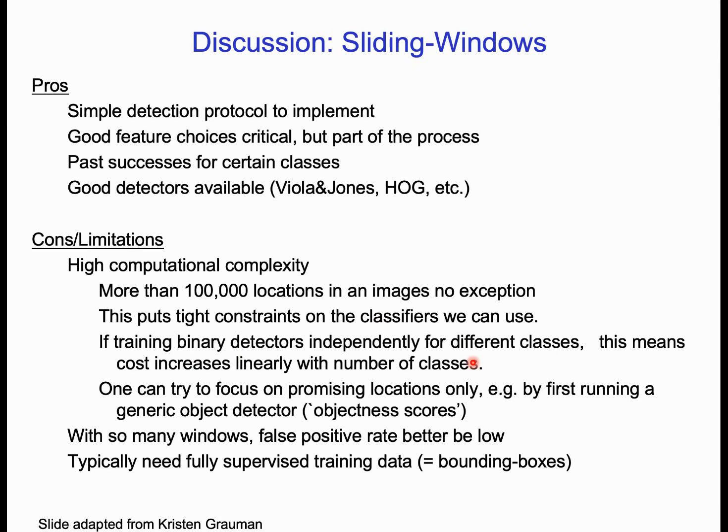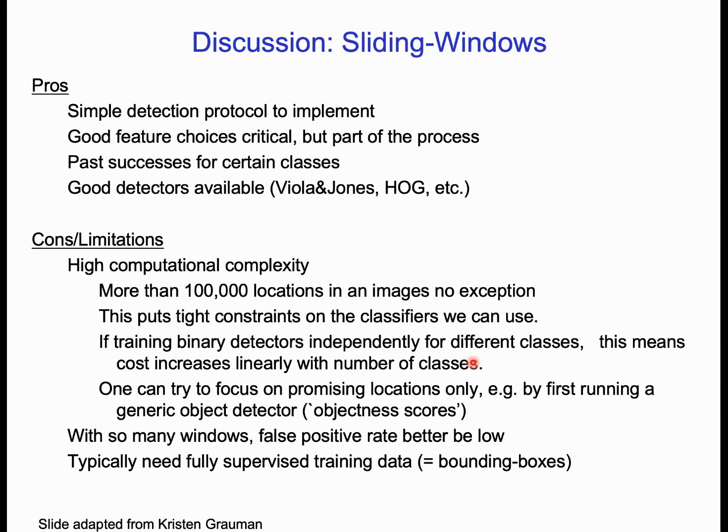So let's have some final remarks about sliding window detection. The advantages are that you can create a very simple detection protocol, and you can implement it in a simple way. Good feature choices are critical. Again, we cannot extract extremely complicated features because it will take time. But you cannot extract bad features either, because then you'll get a bad detector. But this is a part of the process, especially if you think about Viola-Jones. There are a lot of successes for certain classes, especially faces, and there are very good detectors available.